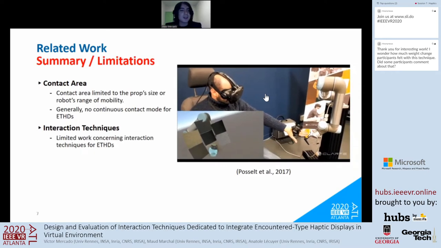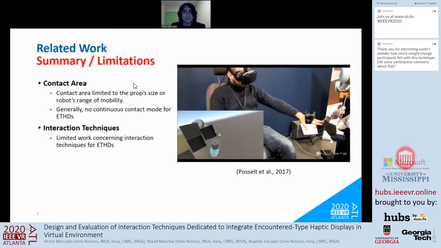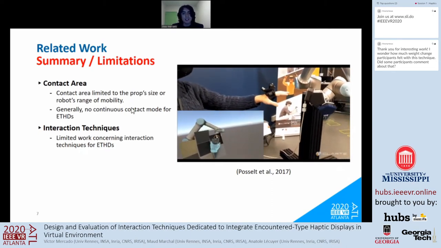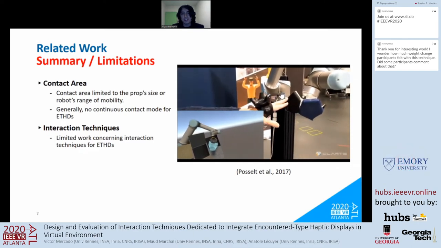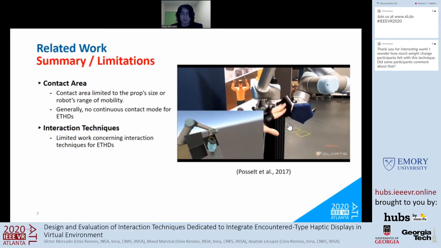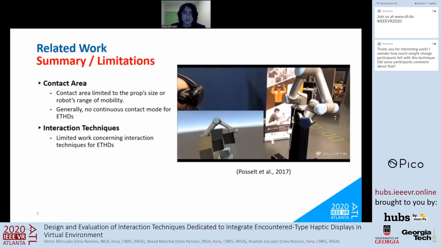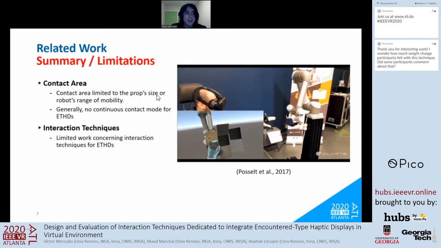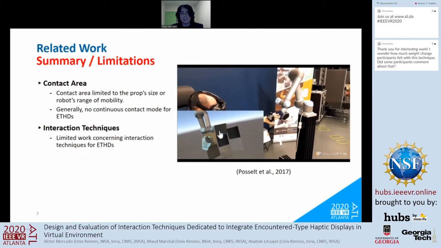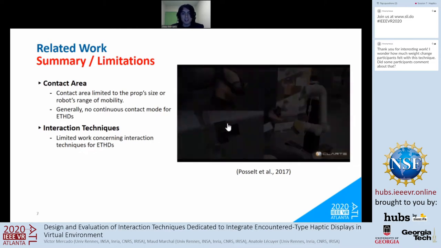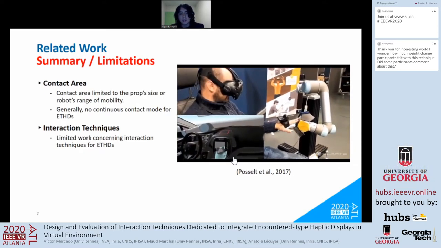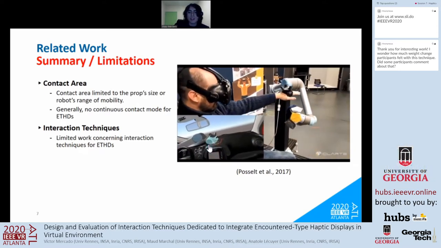And so let's talk about the summary and limitations of these works. Of course, the contact area for most of the ETHDs is limited to the prop size. So as you can see, for instance, the user can only touch what is depicted over here, this little textured face of this prop. And basically for the interaction techniques, there's no overall consensus on what is needed to create an interaction technique for ETHDs. As you can see here, the contact area is mainly highlighted in red or in other colors as well, but there's no overall consensus.